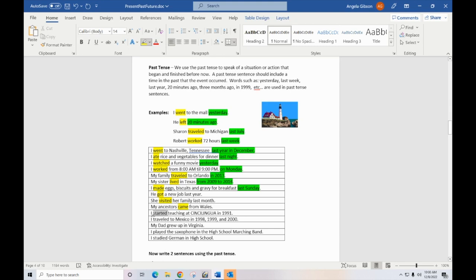I started teaching at CINCILINGUA in 1991. Start, past tense, started. I traveled to Mexico in 1998, 1999, and 2000. This is a regular verb. Travel is present tense. Traveled, past tense. My dad grew up in Virginia. Grew is the past tense of grow.